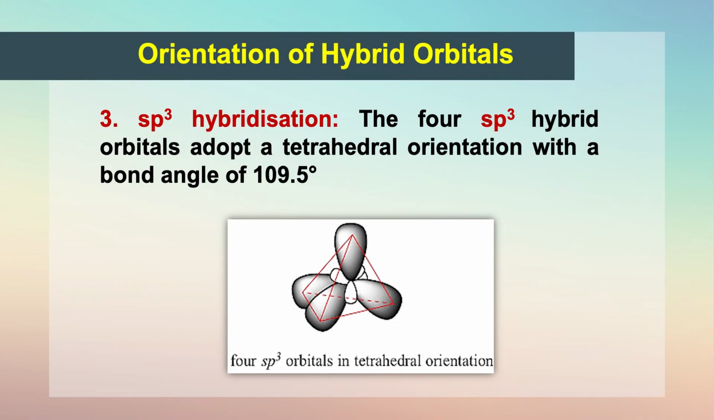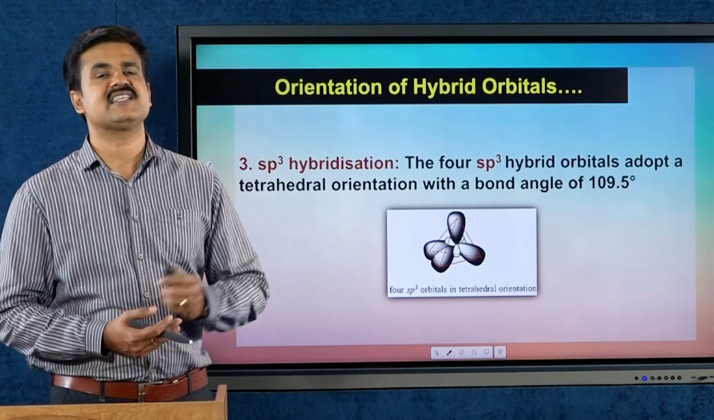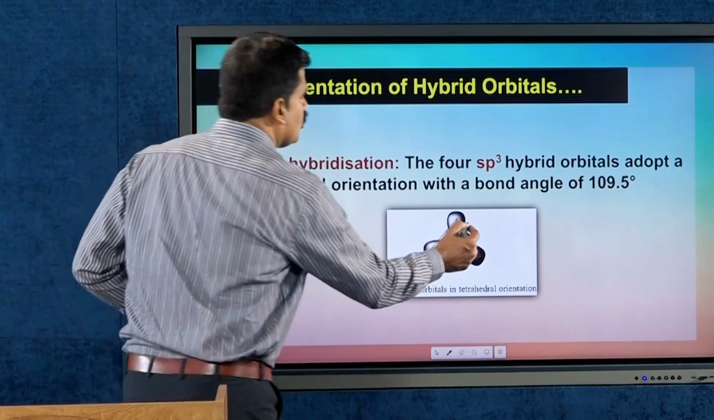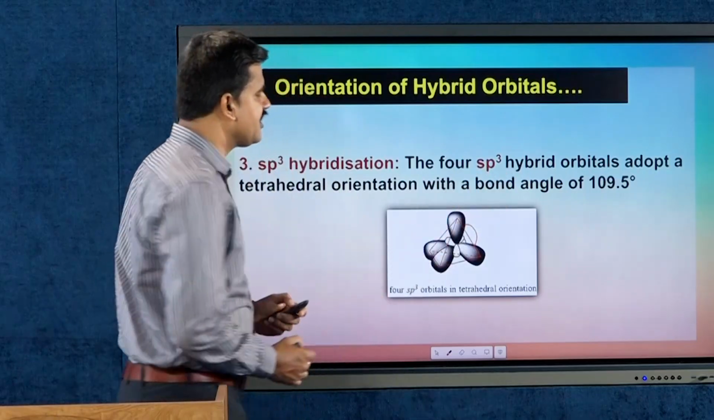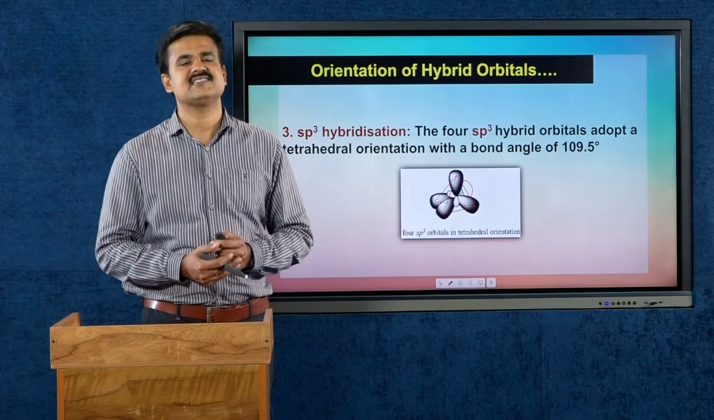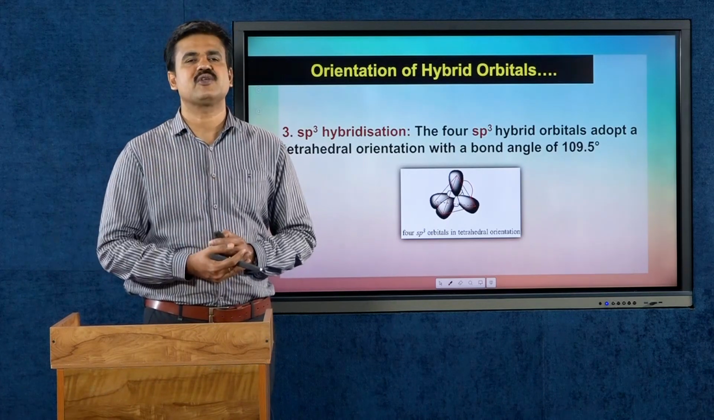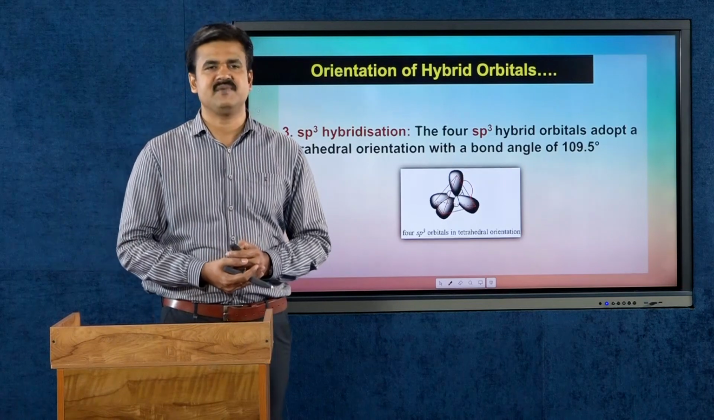This is the arrangement of four sp3 hybrid orbitals in a tetrahedral fashion. Here, the angle of separation between the two adjacent sp3 hybrid orbitals is equal to 109.5 degree. The four sp3 hybrid orbitals in sum produce a tetrahedral geometry, and this leads to the tetrahedral geometry of the molecules with sp3 hybridization.